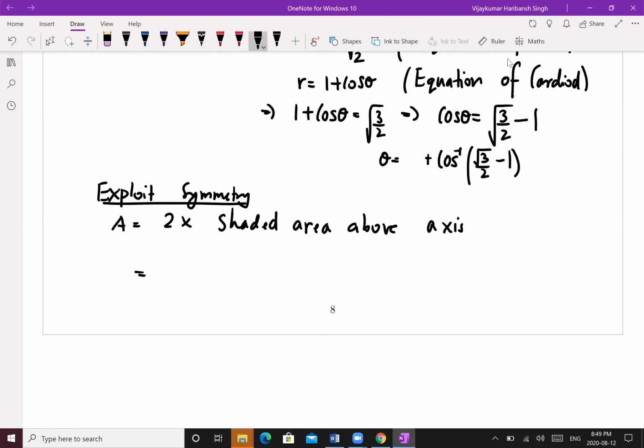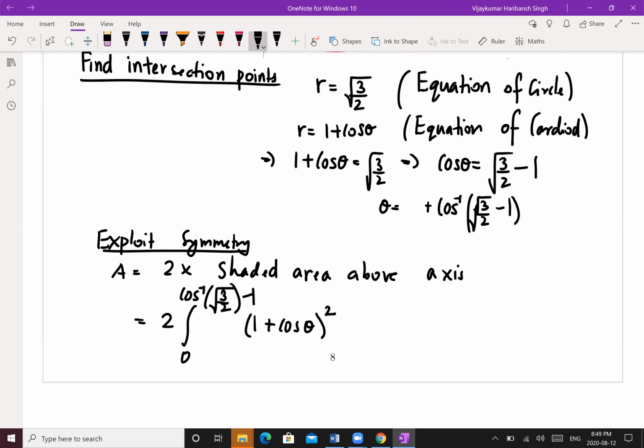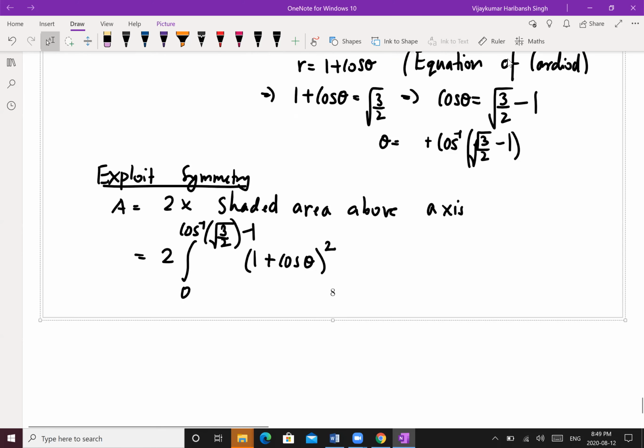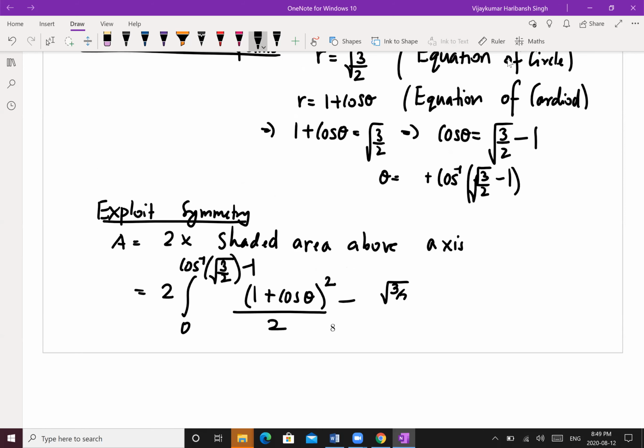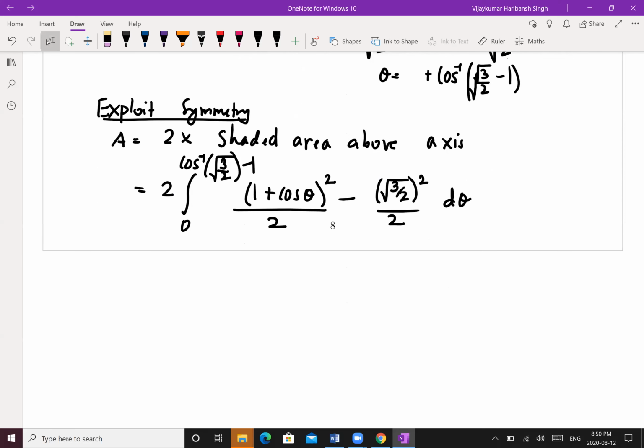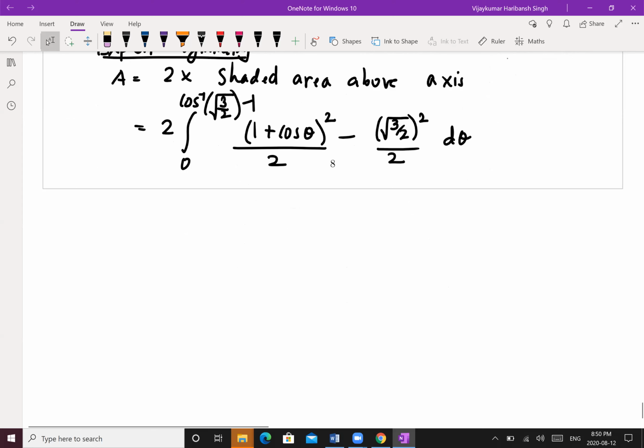So this is going to be 2 times the integral from 0 to the angle cos inverse of root 3 by 2 minus 1, of 1 plus cos theta, the whole square, this is your outermost curve, r square by 2, minus the next one, which is r equals root 3 by 2, the whole square, divided by 2, d theta. We want to integrate this, and the integral will give us the answer. So let's embark on this and finish this problem.